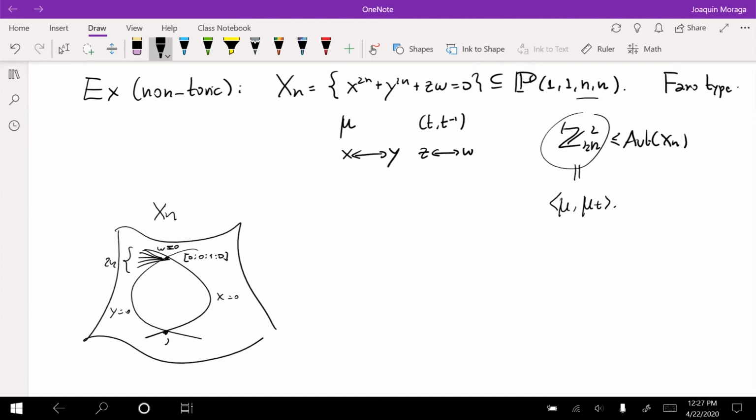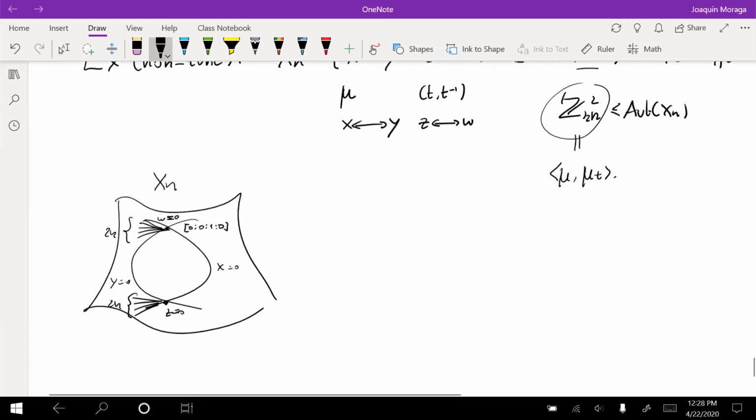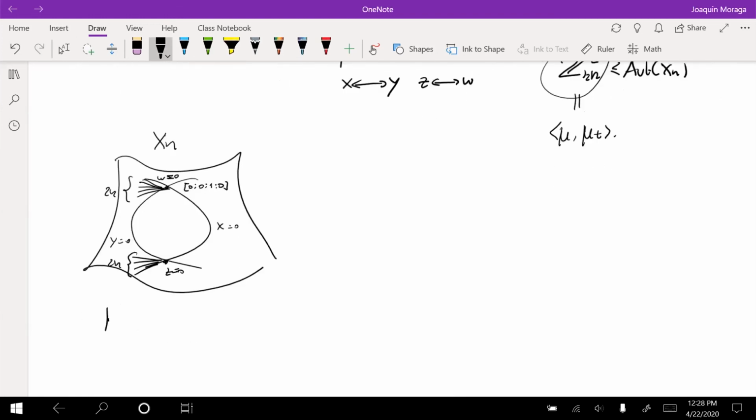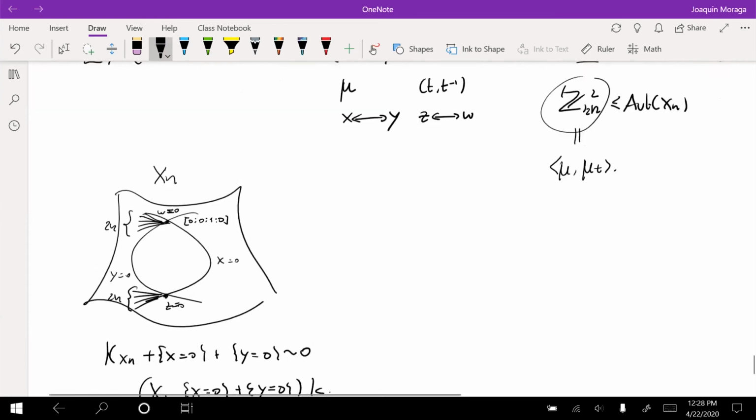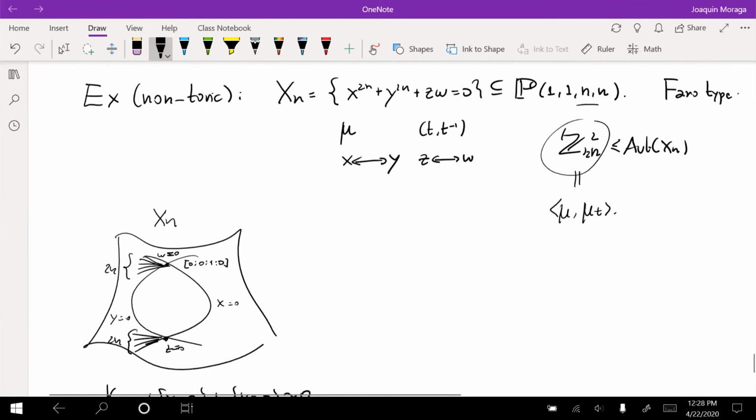And then z equals 0 is also 2n lines. Okay, so a simple computation shows that K_X plus {x equals 0} with reduced structure plus {y equals 0} is linearly equivalent to 0. And K_X plus {x equals 0} plus {y equals 0} is log canonical. So this is the n-complement that the theorem predicts.